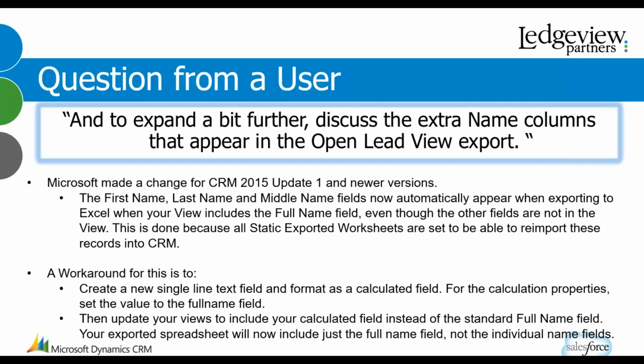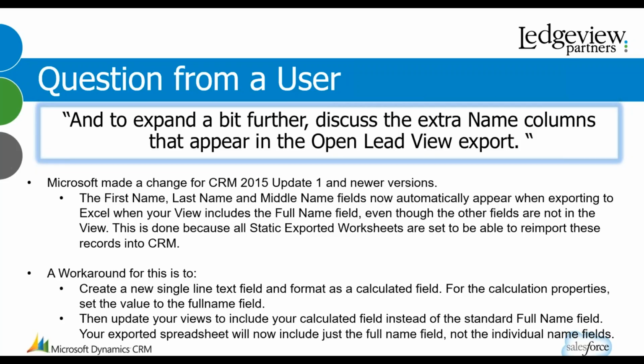appear in the Open Lead view export. Open Lead, or anything with full name within the view, will automatically have the first name, last name, and middle name fields show when you export to Excel, even though you don't have those columns in your view. This was a change in CRM 2015 Update 1.